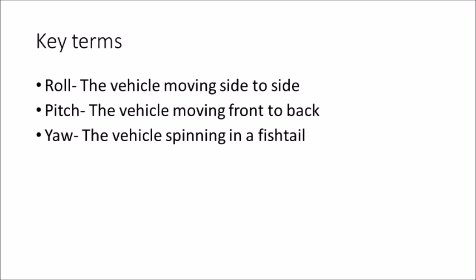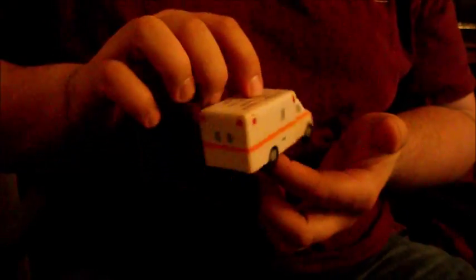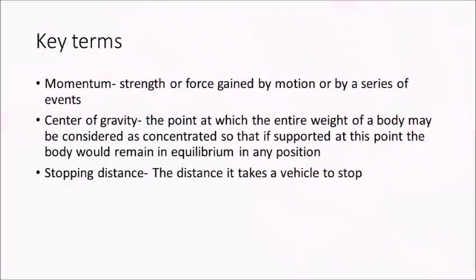Key terms: roll, which is the vehicle moving side to side. Pitch is when the vehicle moves front to back, and yaw is when the vehicle spins in a fishtail. When talking about roll, pitch, and yaw, this is the roll movement of a vehicle, this is the pitch movement of a vehicle, and this is the yaw movement of a vehicle.